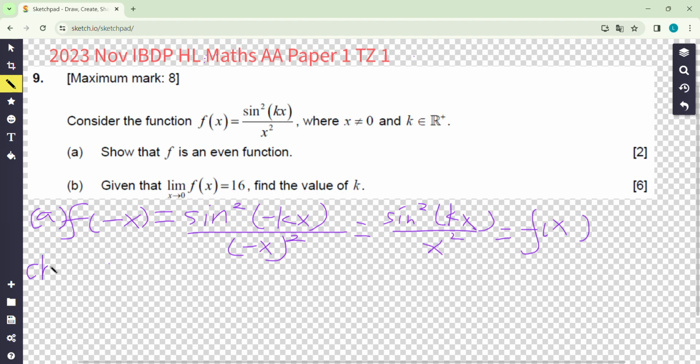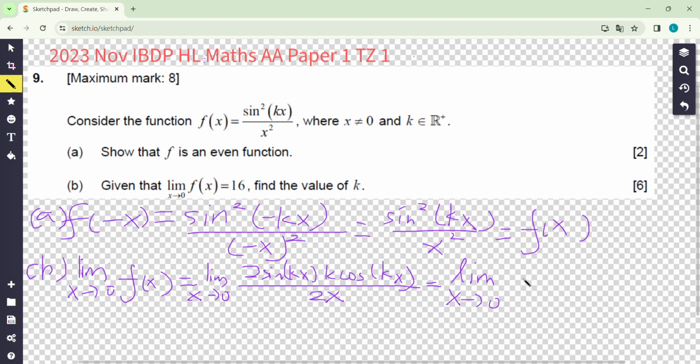For part B, the limit is 0 over 0, so you use L'Hopital's rule. Differentiate numerator and denominator, so the numerator becomes 2 sin kx times k cosine kx. Very complicated, but we can combine them into sin 2kx first and make it simpler.